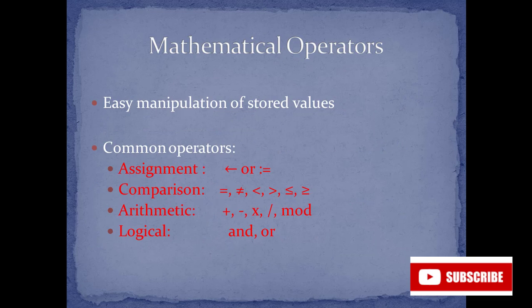On to mathematical operators. So mathematical operators basically enable easy manipulation of stored values. So you have values, right? How do you manipulate these values? With what do you manipulate these values? There are common operators like the assignment operator, which we saw when I was trying to explain variables, right? So this is the assignment operator, the backwards arrow.